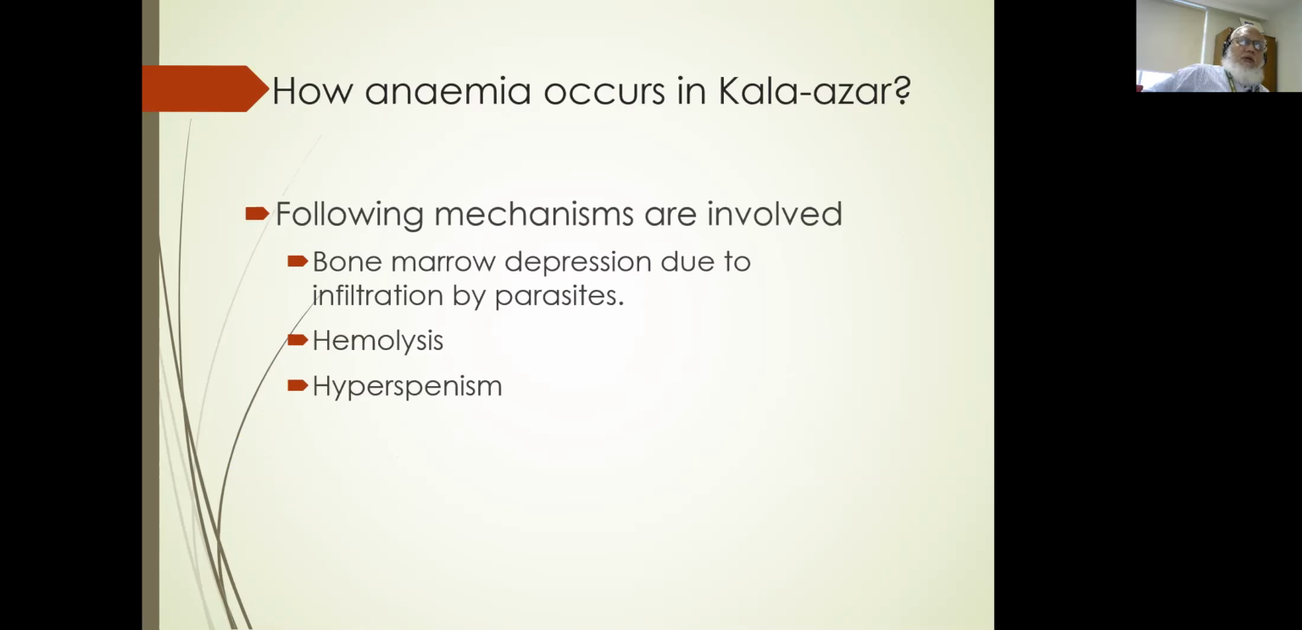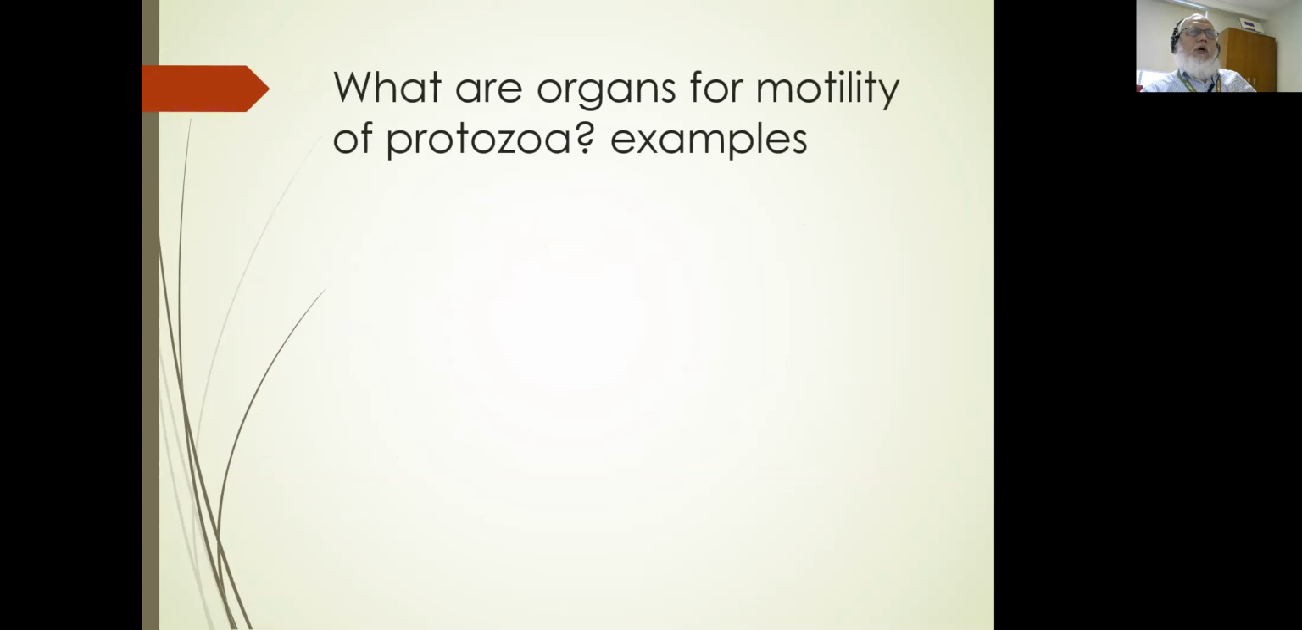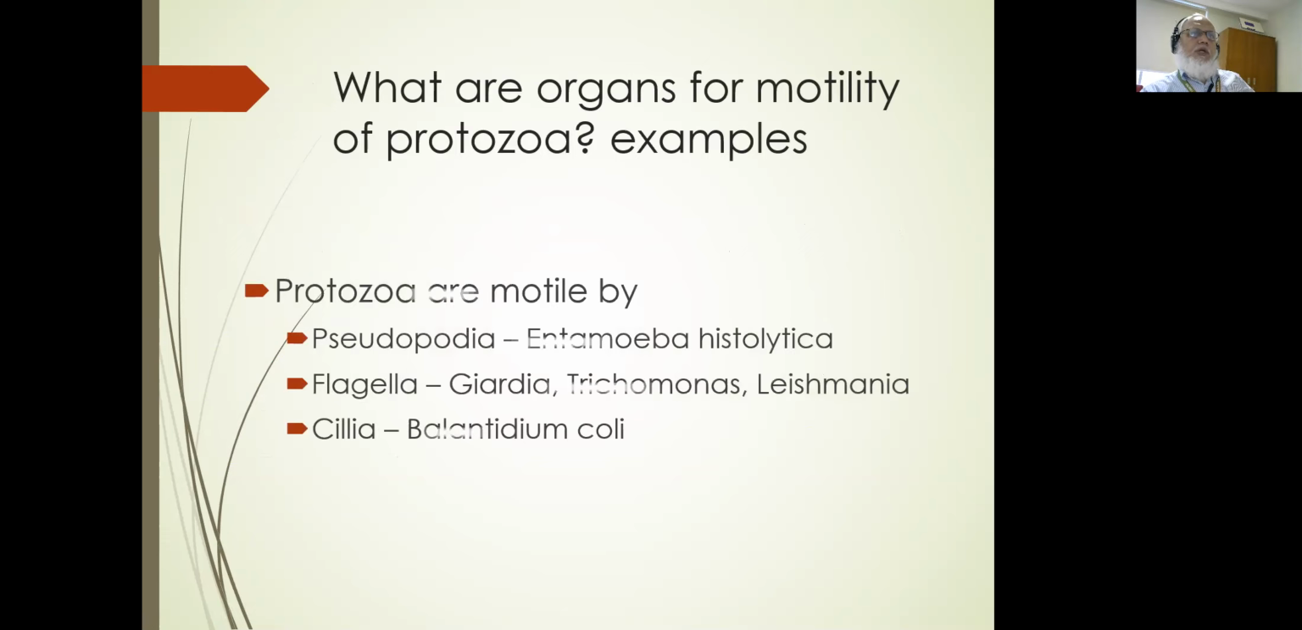How does anemia occur in Kala-azar? Anemia in Kala-azar is due to 3 mechanisms: bone marrow depression by infiltration of the parasite, hemolysis, and hypersplenism. What are the organs of motility for protozoa? Protozoa are motile by pseudopodia, flagella, and cilia. Pseudopodia, Entamoeba histolytica; flagella, Giardia, Trichomonas, and Leishmania; and cilia, Balantidium coli.